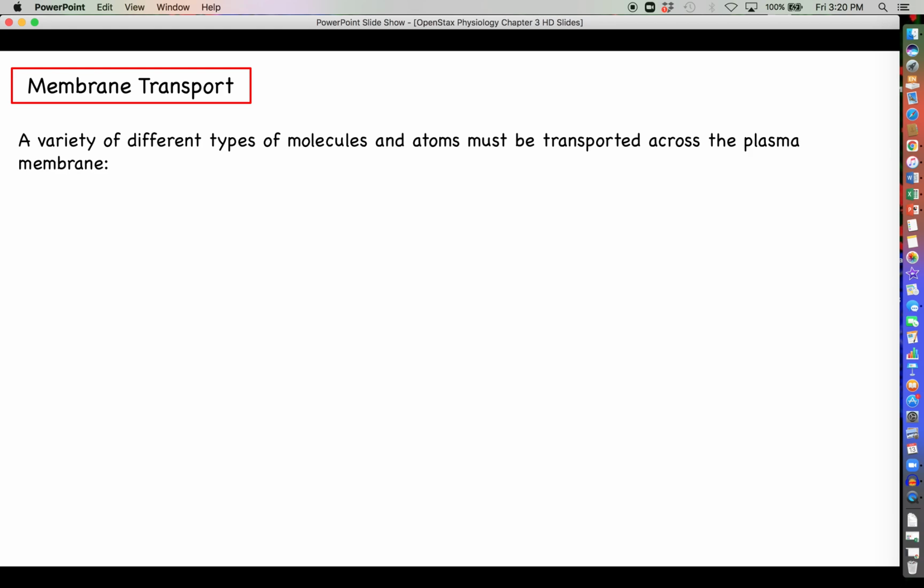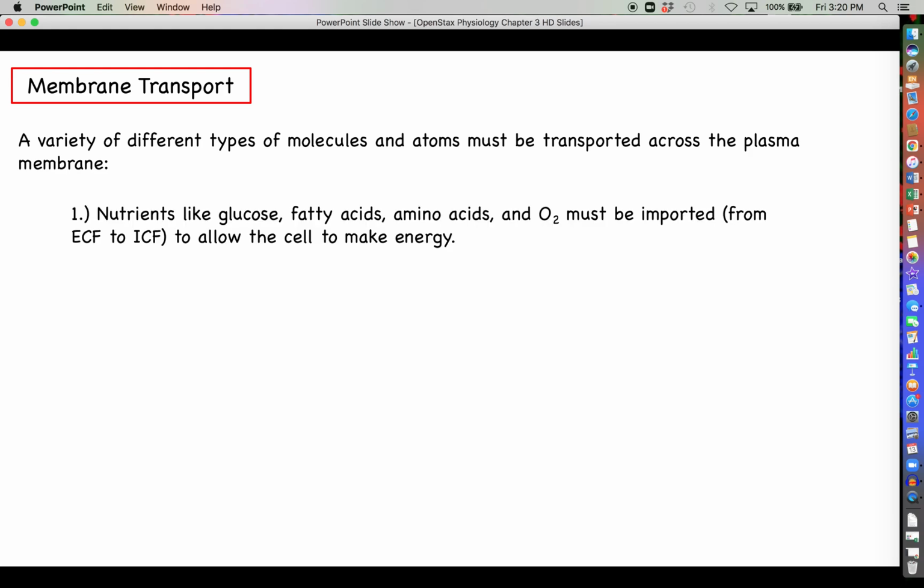Okay, so we've got it in our mind that for a lot of cell transport processes, we're probably going to need those channel and carrier proteins, right? Well, what about the kinds of molecules or materials that need to be transported? What are some examples of those? Well, number one, nutrients like glucose, which is a carbohydrate, fatty acids, which are lipids, amino acids, oxygen, all the sorts of things that we get from our food or from our environment, they need to be transported or imported from specific place to specific place.